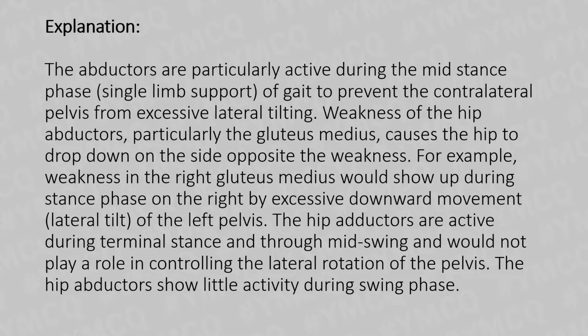The hip adductors are active during the terminal stance and through midswing, and would not play a role in controlling the lateral rotation of the pelvis. The hip abductors show little activity during swing phase.